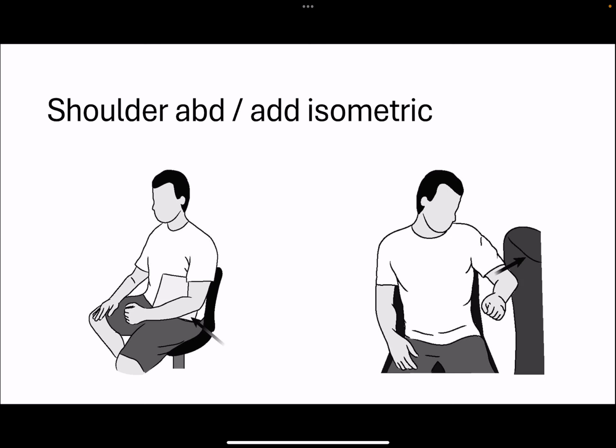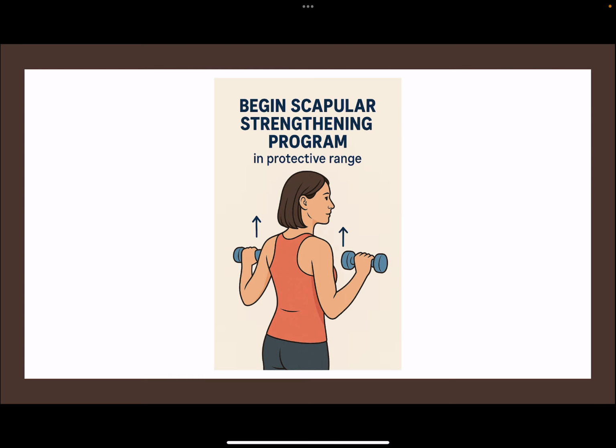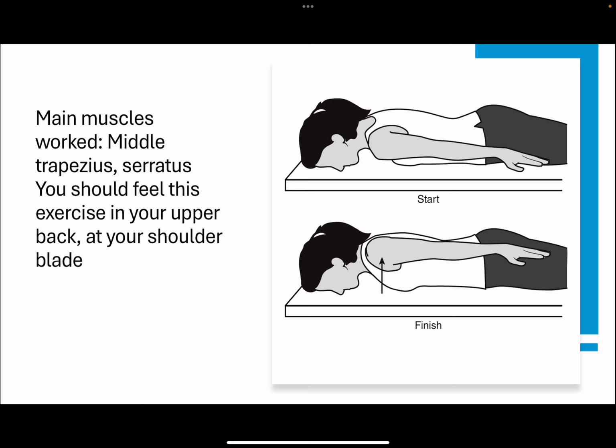Then we will go to isometric exercises for abduction and adduction. Then we will begin scapular strengthening program in protective range. Like that. She raised her shoulder above toward the wall. Like that, starting position, finish position, and return, and repeat it 3 times.